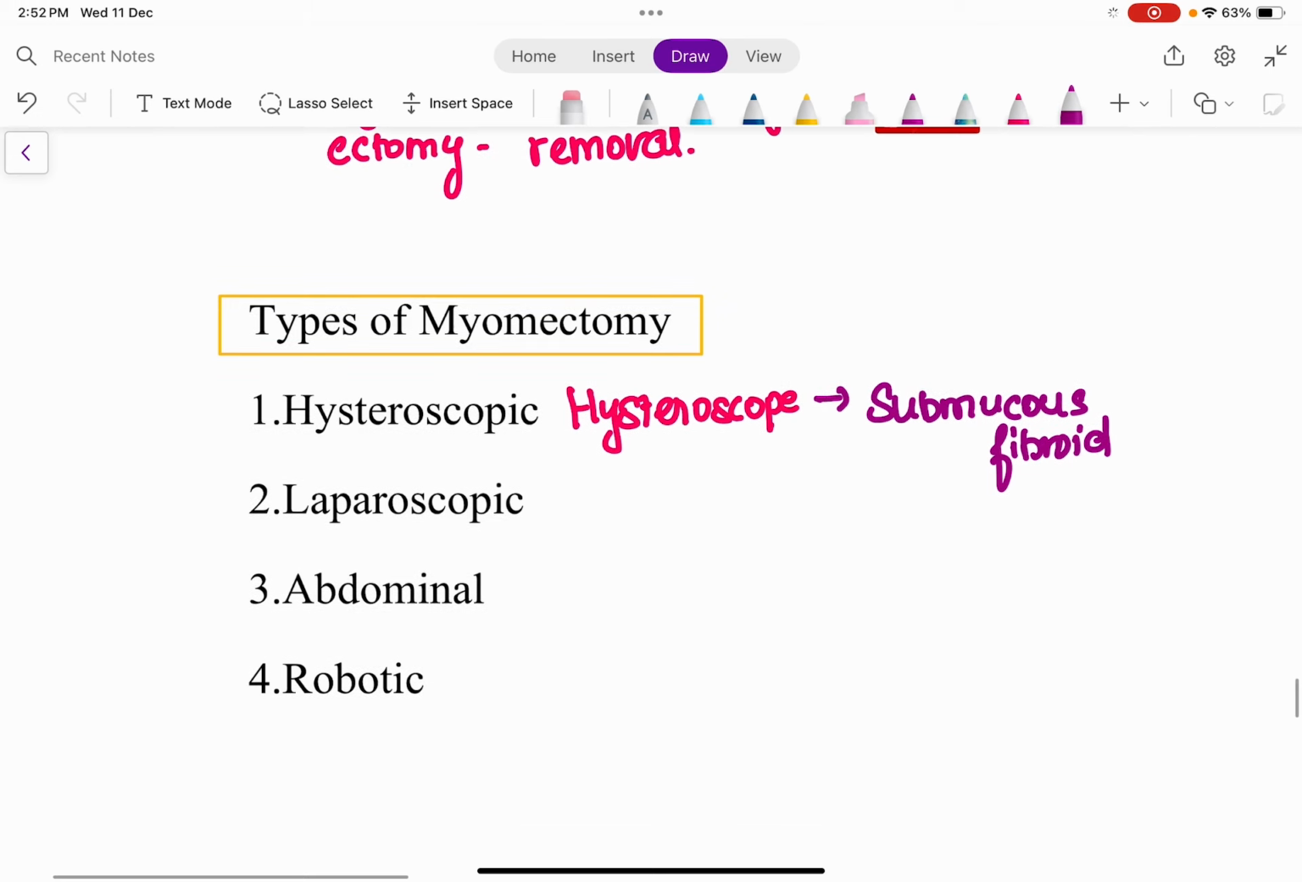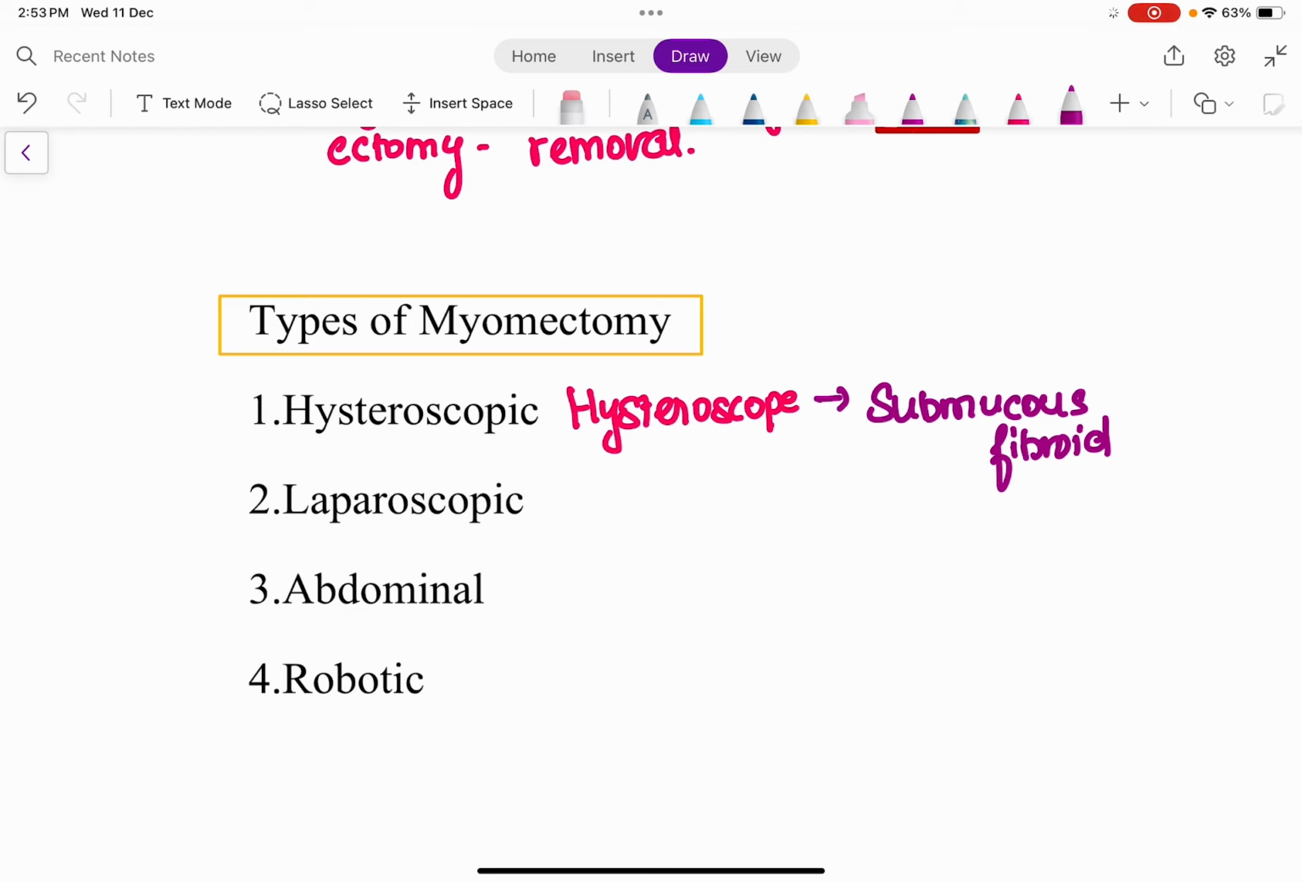Now this myomectomy can be done in 4 types: hysteroscopic myomectomy, laparoscopic myomectomy, abdominal myomectomy, and robotic myomectomy. So what is hysteroscopic myomectomy? As we all know, the hysteroscope is a magnifying instrument which is inserted through the vagina to visualize the interior of the uterine cavity, which is the uterine endometrium. Since this instrument can visualize only the interior of the uterine cavity, any fibroid present in the uterine cavity can be removed through this hysteroscopic route.